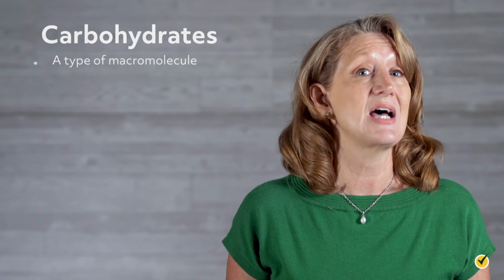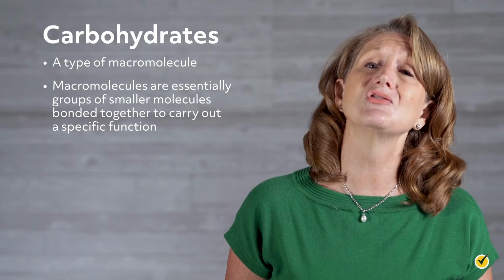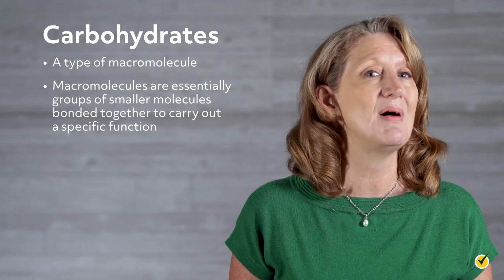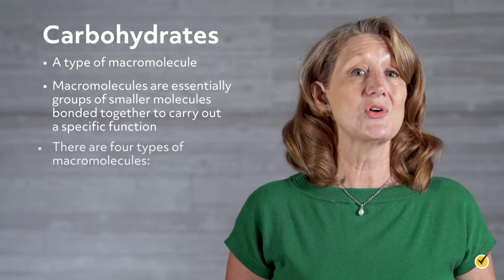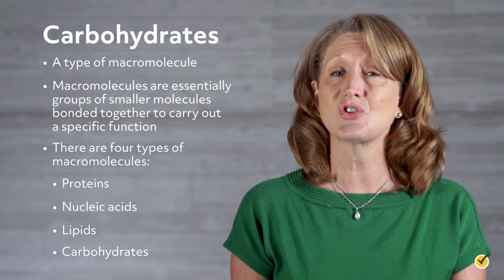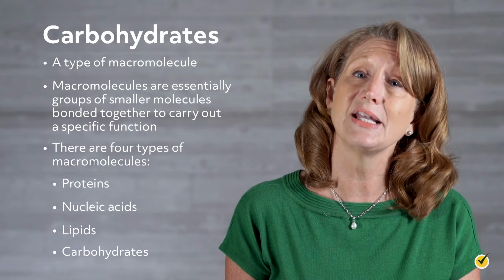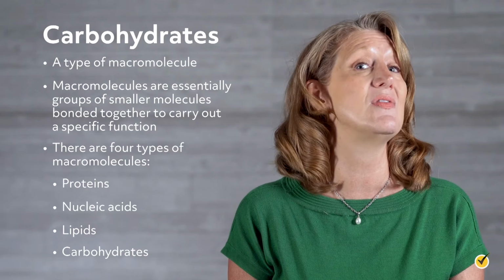So what is a carbohydrate? It's actually a type of macromolecule. Macromolecules are essentially groups of smaller molecules bonded together to carry out a specific function. There are 4 types of macromolecules, all of which have specific structural and functional properties that allow them to work together to carry out different cellular processes within the body.